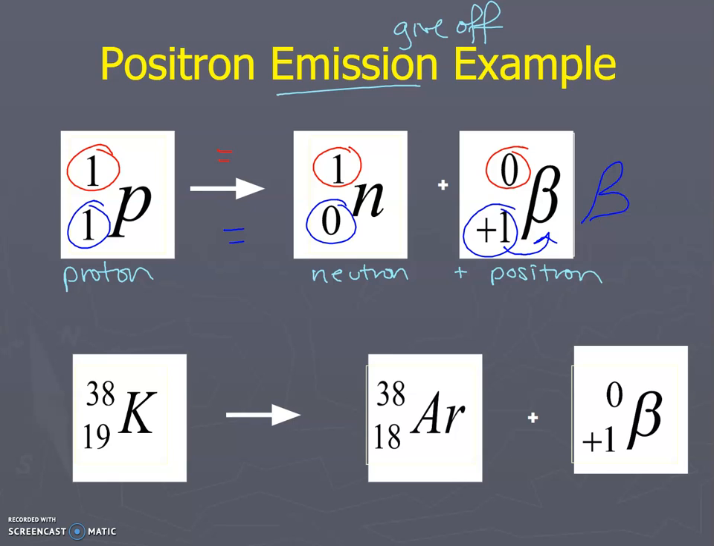Okay, down at the bottom, you'll see something similar. You have your potassium 38 equals 38 plus 0. And then we have 19, which means it's potassium, decay into 18, which is argon, plus a positive 1, which is your positron.